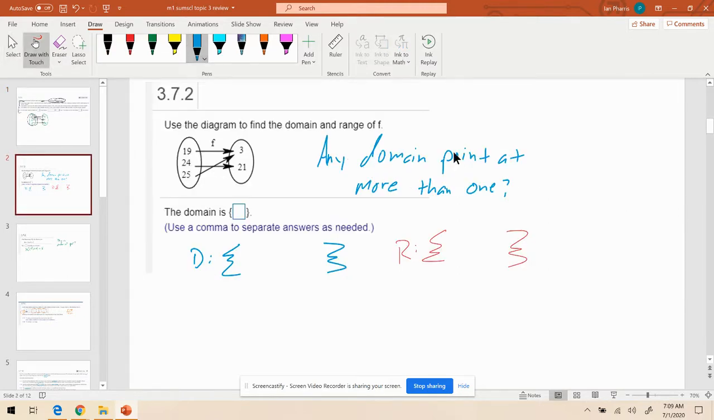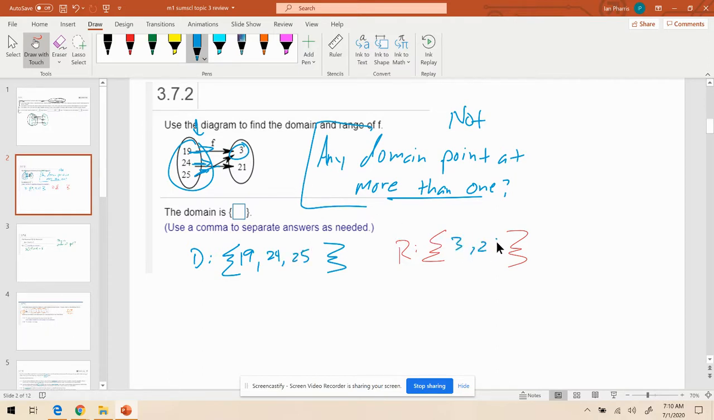So the question you need to ask yourself, if it's a function: if any domain value points at more than one range value, then it is not a function. Otherwise it is. This function right here, the domain values only have one hand pointing at another range value. It doesn't matter that both of them are pointing at 3. It's just how many fingers or how many hands your domain values are pointing at. So this would be a function. And then to find the domain, it's all the separate values in here, 19, 24, and 25. And then the range values would be 3 and 21.